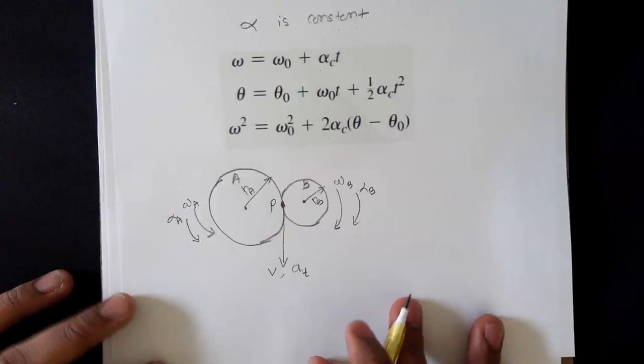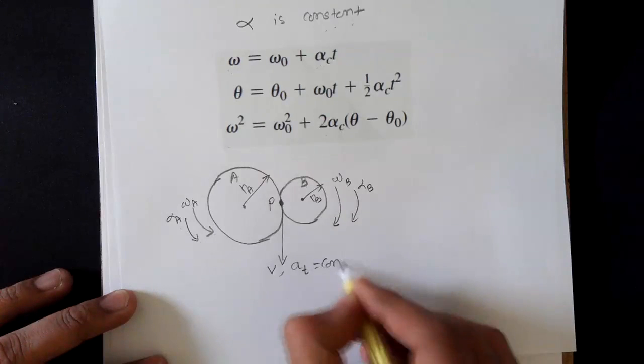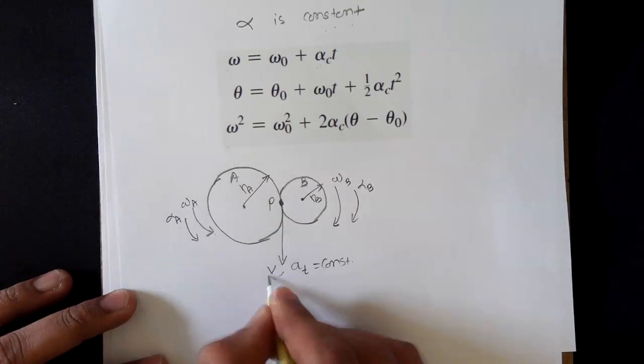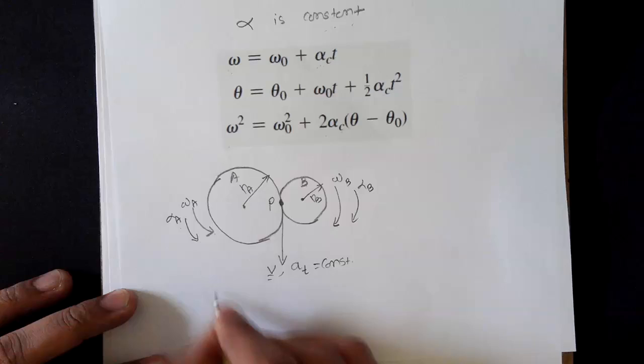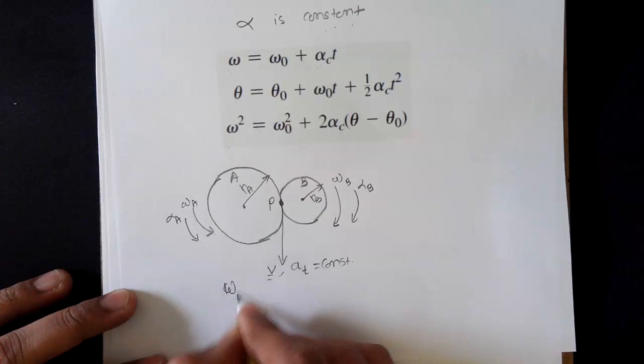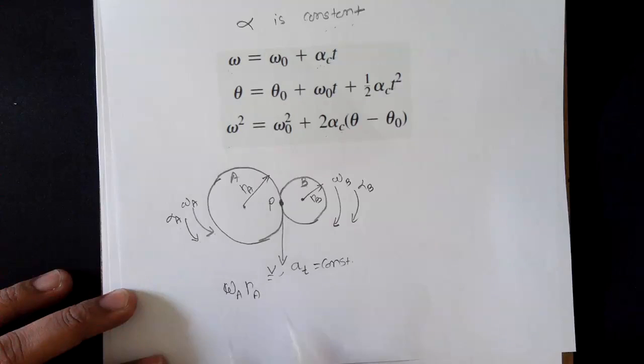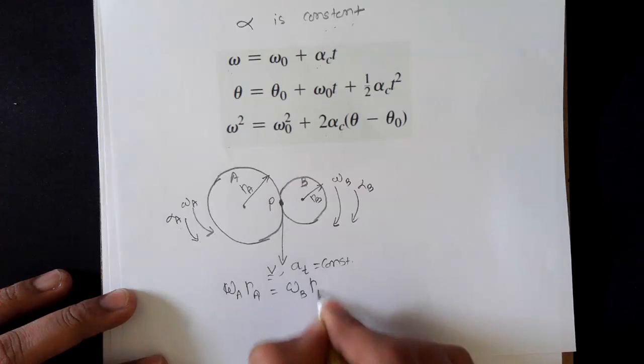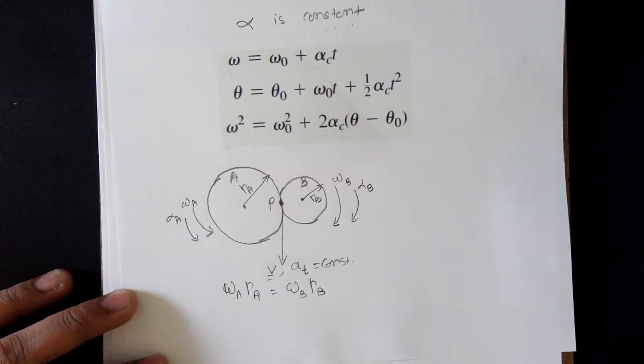Now, when the surface velocity is constant, we can derive the equation that omega A multiplied by Ra for gear A is the same as omega B multiplied by Rb for the second gear. That means if we know the dimensions of both gears and the angular velocity of one gear, then we can calculate the angular velocity of the second gear using this equation.